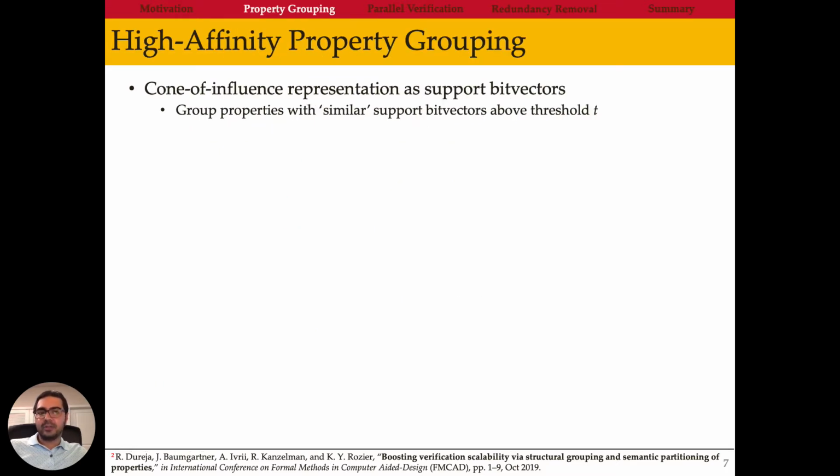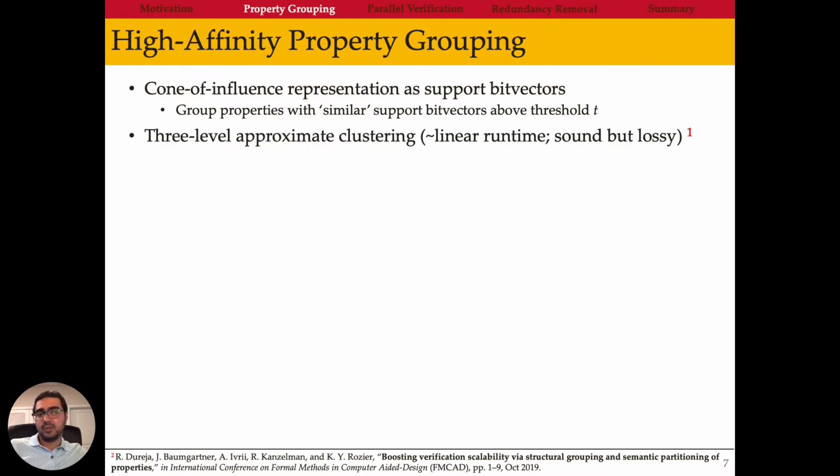State-of-the-art grouping algorithms collect cone of influence information as bit vectors for maximum scalability. Given cone of influence representation as bit vectors, the problem of grouping properties reduces to finding properties with similar support bit vectors above a configurable threshold. In principle, we can use classical clustering methods like k-means and k-medoids. However, we avoid them due to the quadratic comparisons required for their usage.